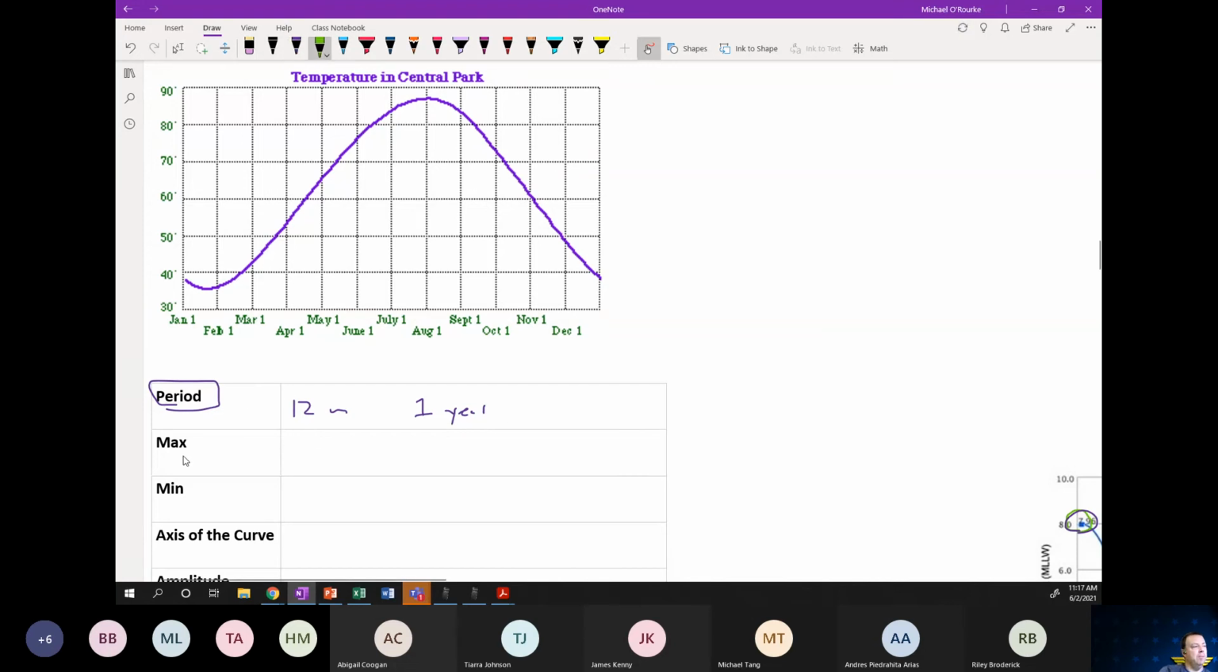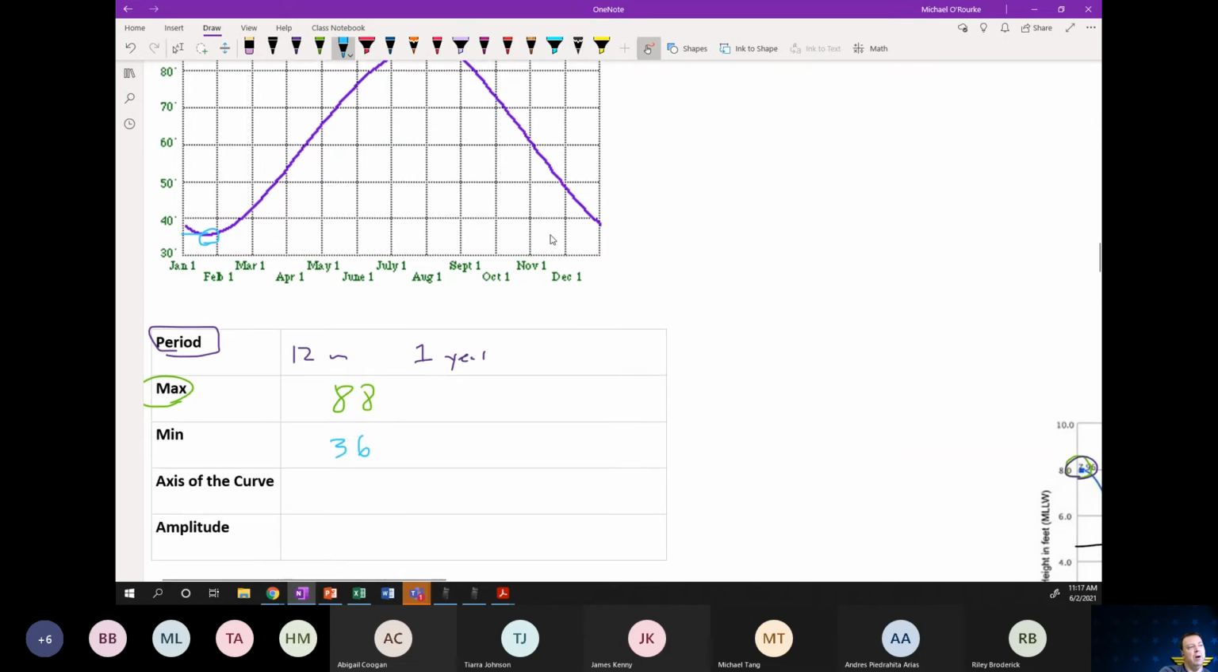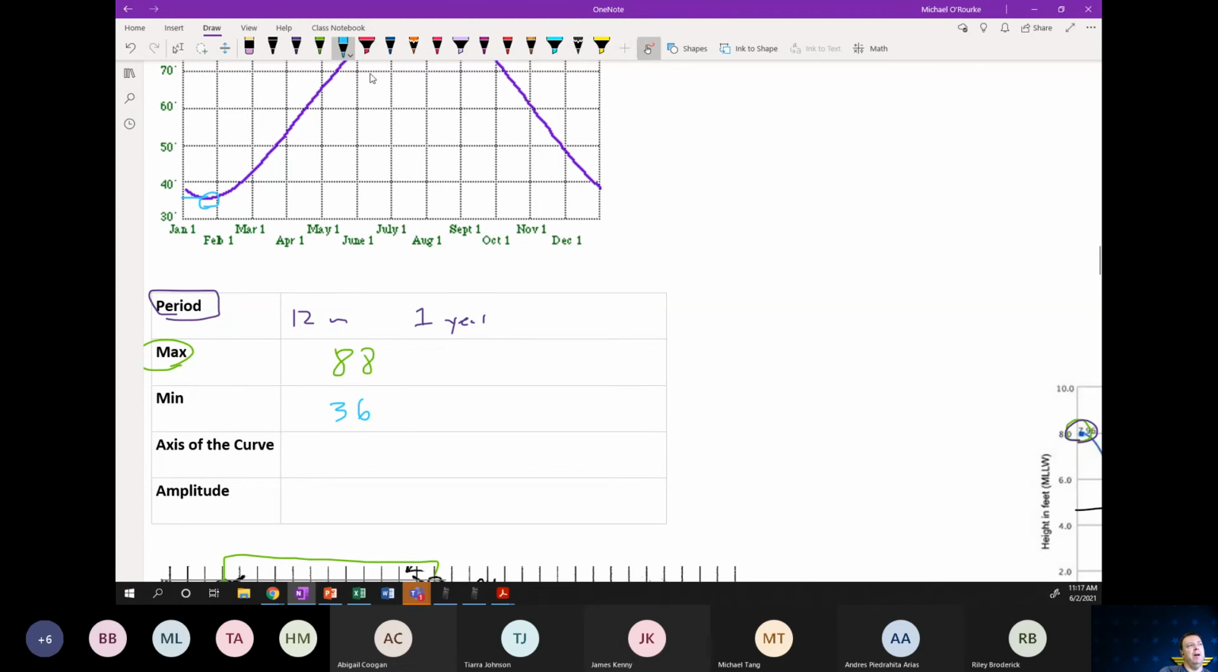My max number, and Abigail, if you disagree with me or with any of these answers, just tell me right away. My max number is right here. So I'm going to say that's 88. It's a general guess. If I give this to you on a test, I'm going to make it very specific. My minimum number here, let's say that's 36. Now, if your numbers are like 1 or 2 off my numbers, that's perfectly fine.